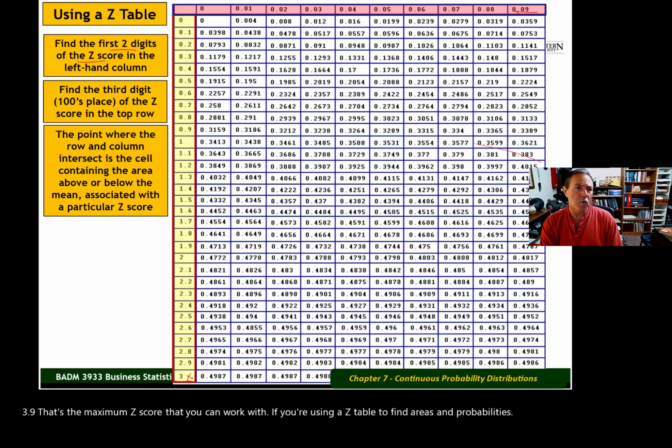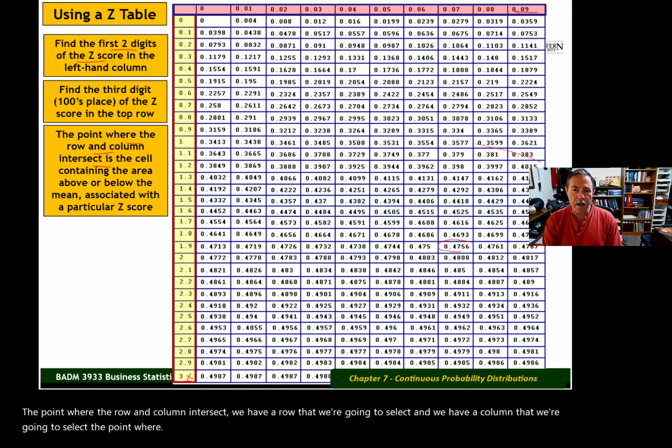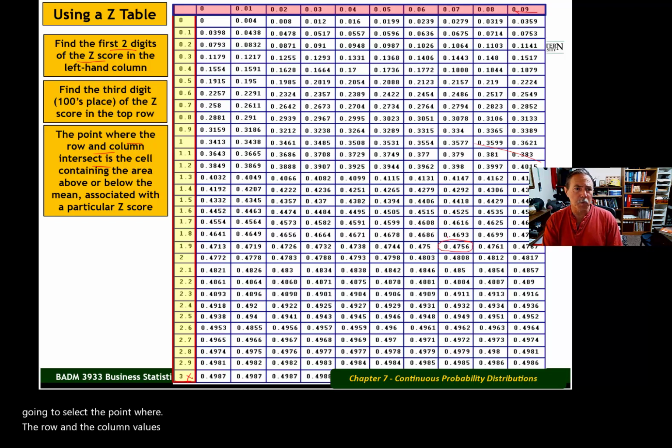We have a row that we're going to select and we have a column that we're going to select. The point where the row and the column values intersect, that's going to be the area associated with a particular z-score. But let's try to make that a little more concrete.